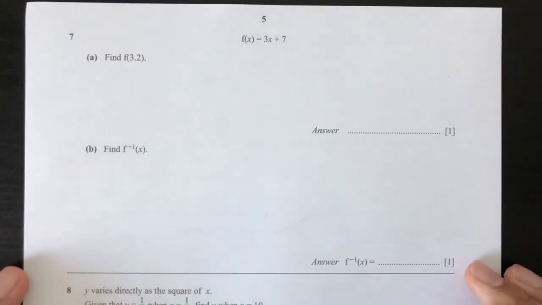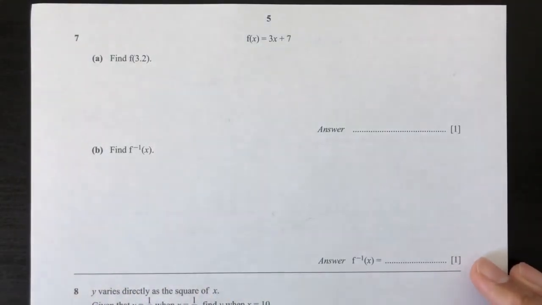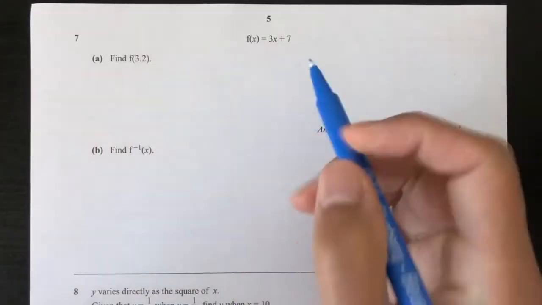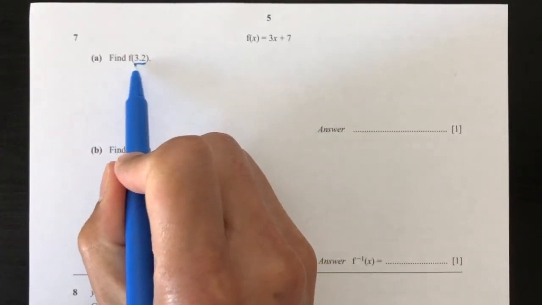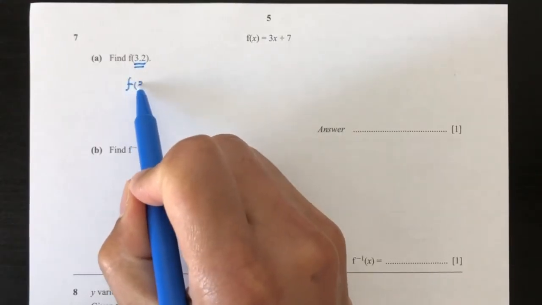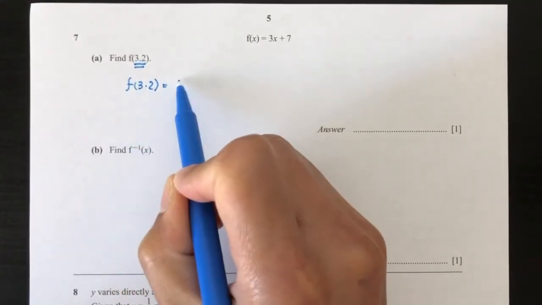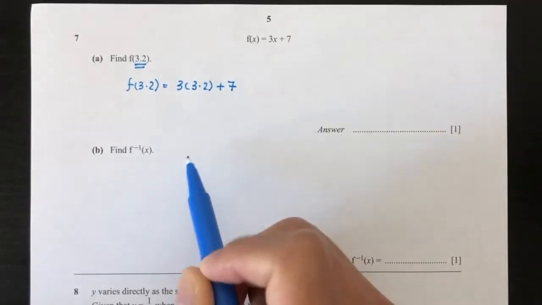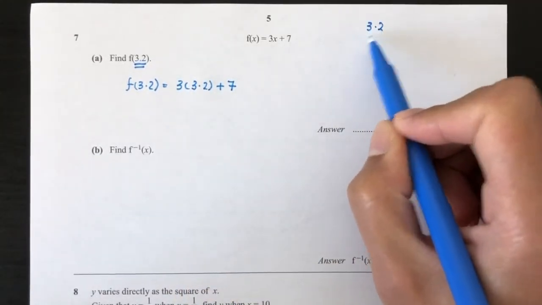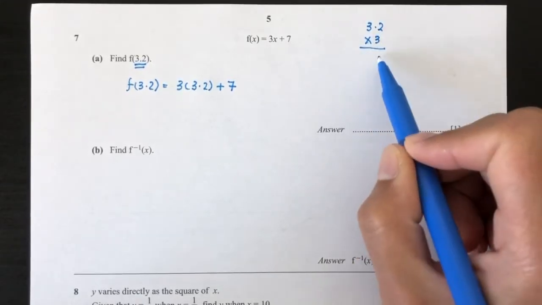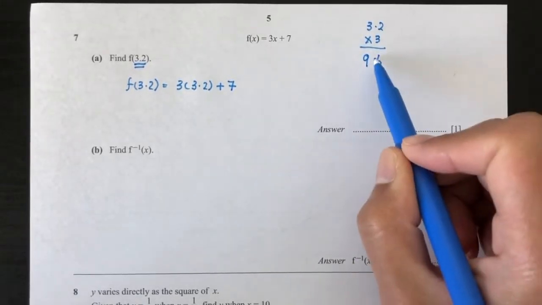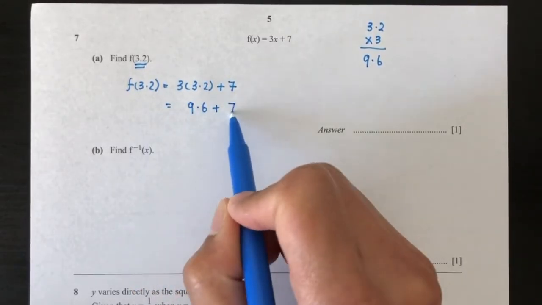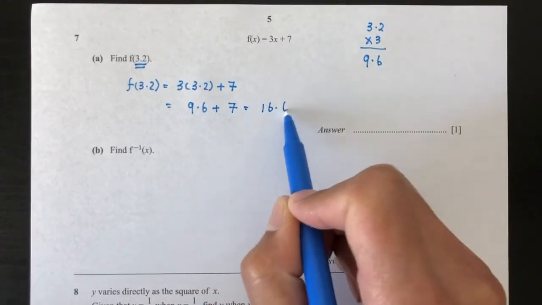Now let's move on to question number 7. We have f of x given to you by this function. We have to find this one, so basically replace the value of x by 3.2. You will have 3 times 3.2 plus 7. Now what is 3.2 times 3? That will be 6, 9, and we have 1 decimal place, so you have 9.6 plus 7. That will be 16.6.